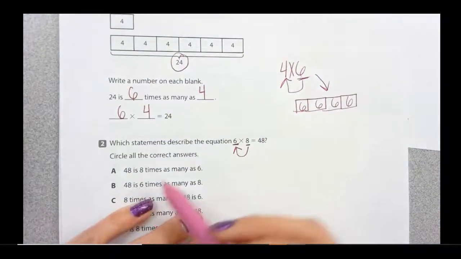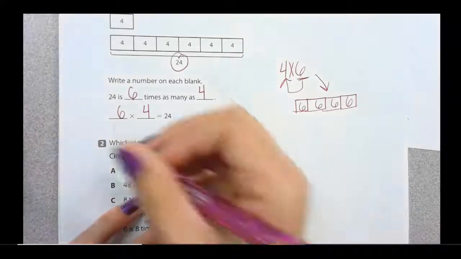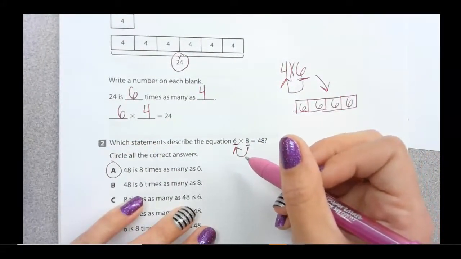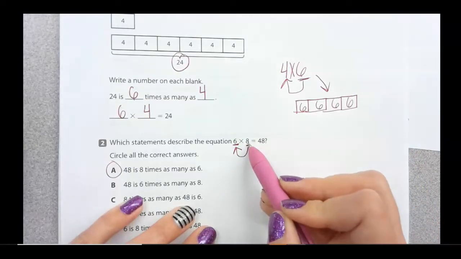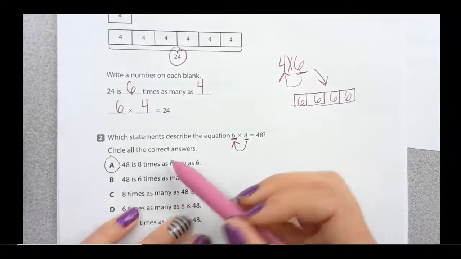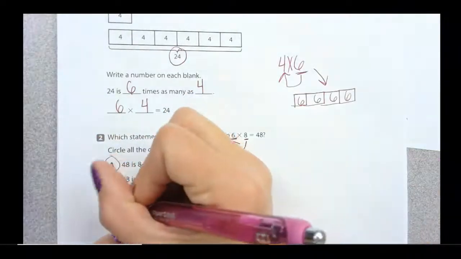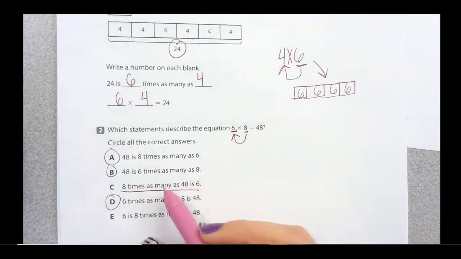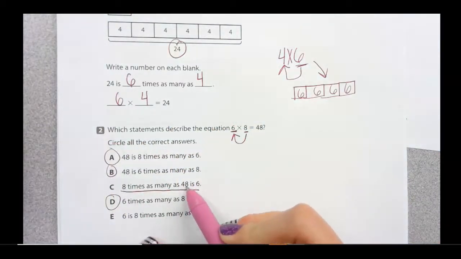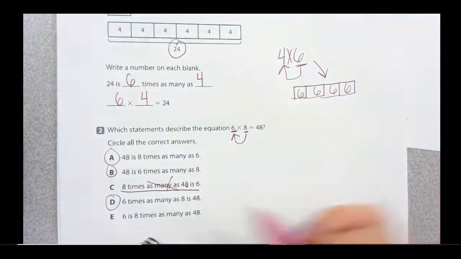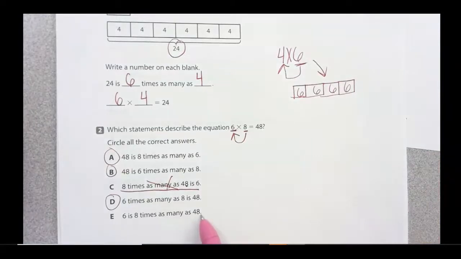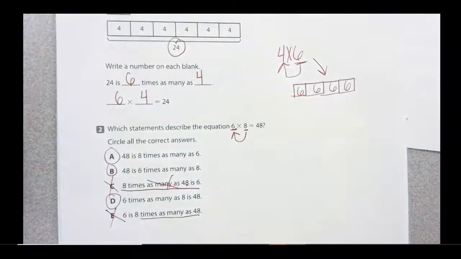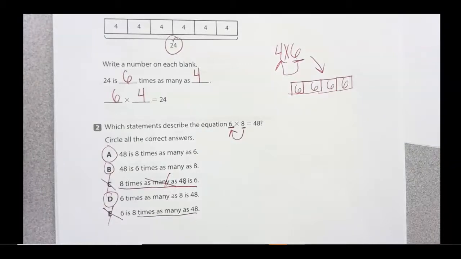So we have to figure out which ones it is. We're looking for something that says like 6 times as many as 8. So we have A, we have B, and we have D. Okay? It's not C because it says 8 times as many as 48. Are we multiplying 48? No. This says 6 is 8 times as many as 48, so it's doing 8 times 48. Is that what we have? No. Okay. So my correct answers are A, B, and D.